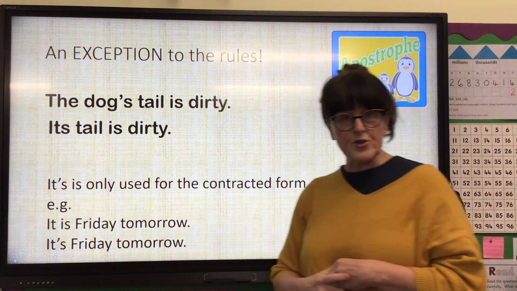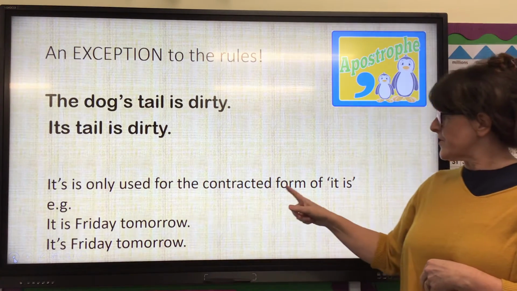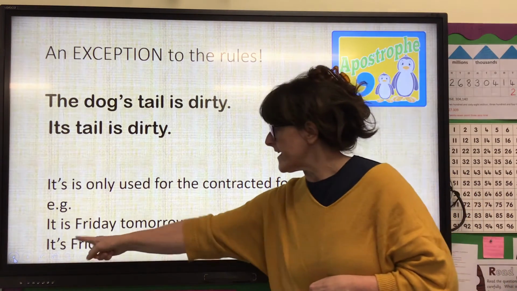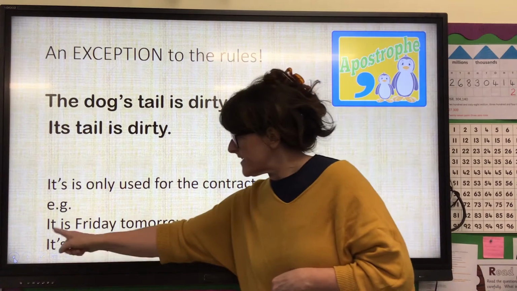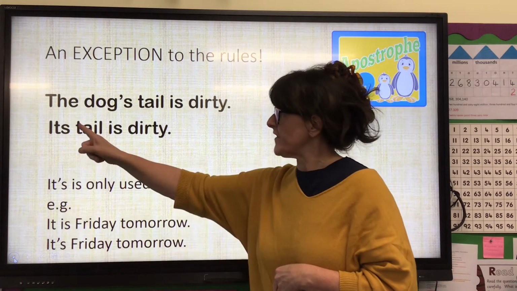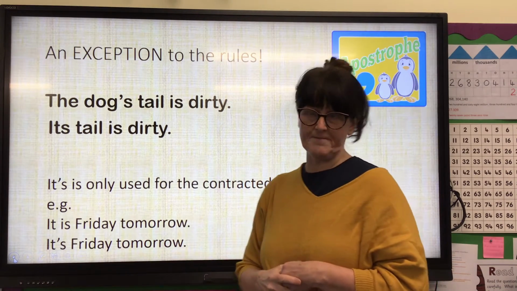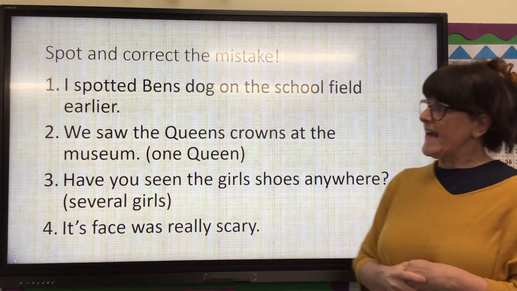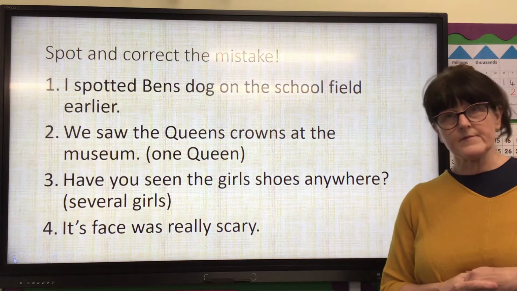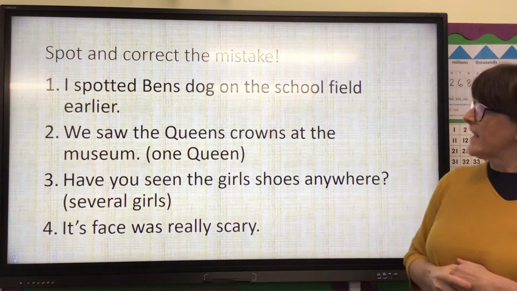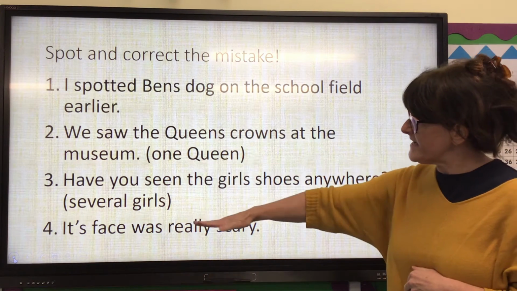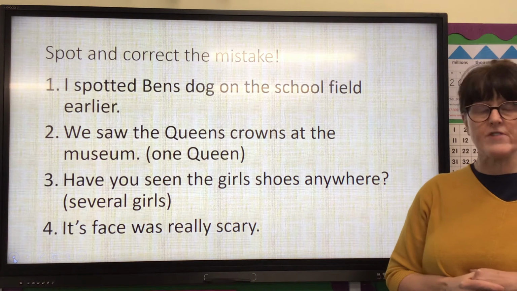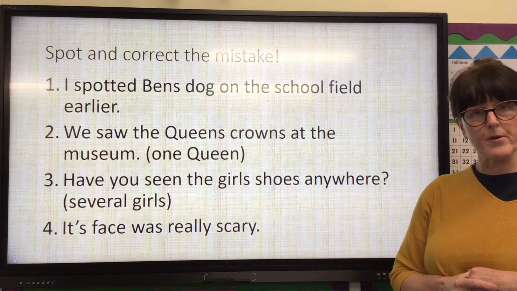It's with an apostrophe is only used for the contracted form of it is. It is Friday tomorrow, it's Friday tomorrow. This one uses the apostrophe, this one does not. Okay, can you stop the video, grab a pen and paper and read through these sentences and see if you can spot and correct the mistake with the apostrophes.